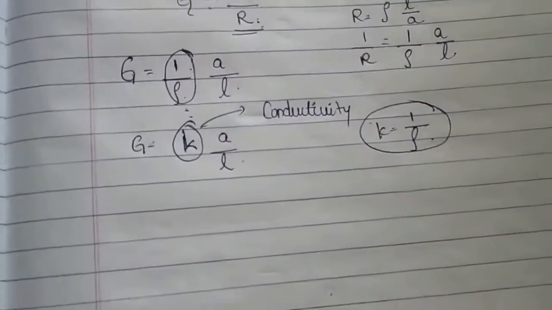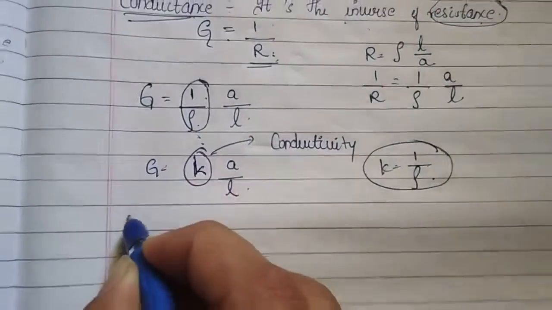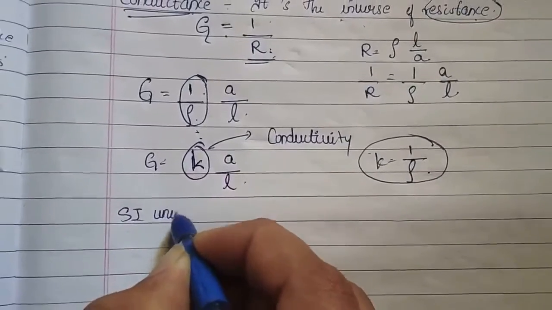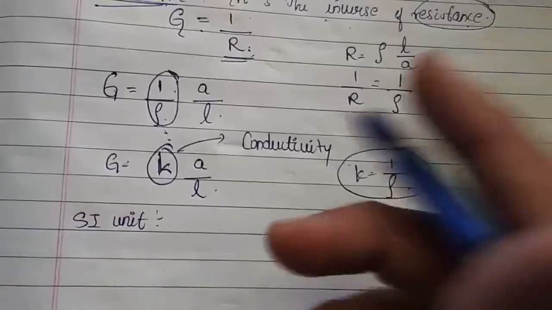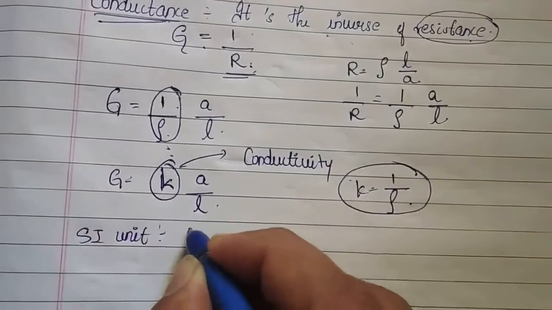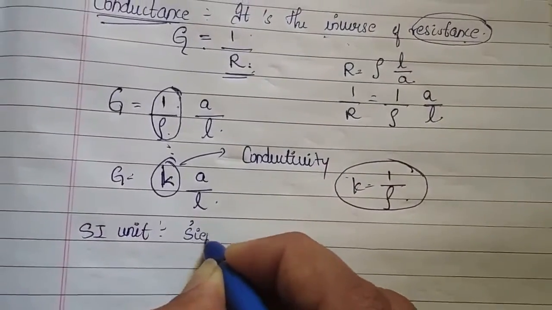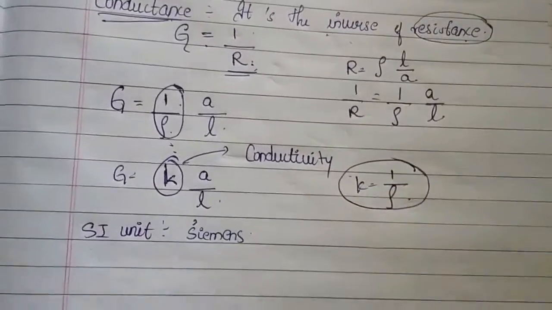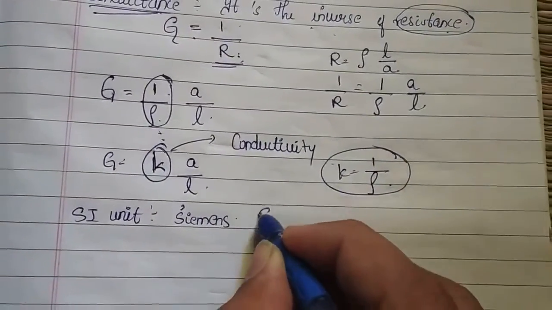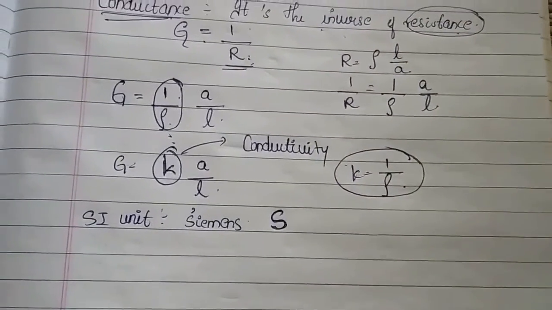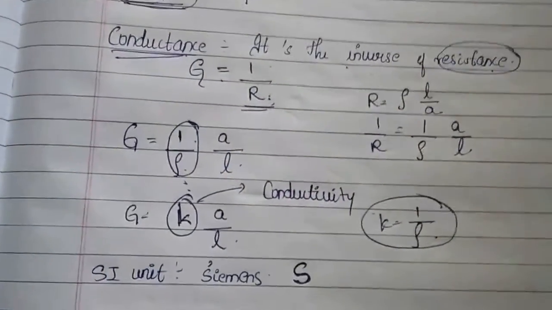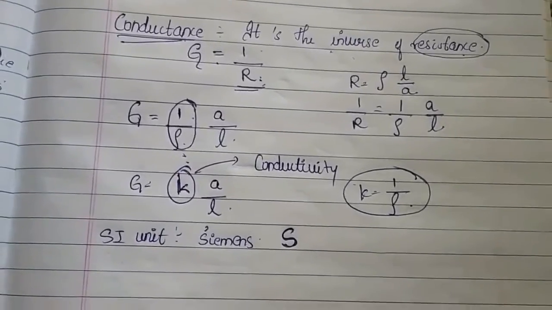Resistivity. Is that clear? Now with respect to its SI unit, generally the SI unit has been given a name, which is called Siemens. The symbol of representation is S. So this is the SI unit of conductance. Of course, if you go to its formula, you will get it as per ohm or mho.